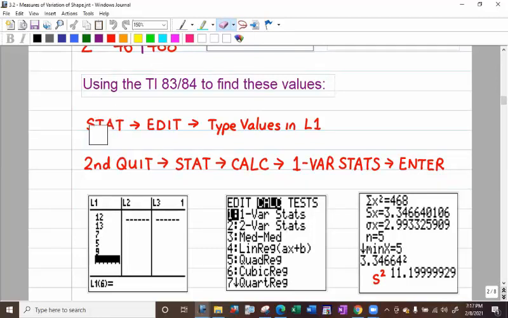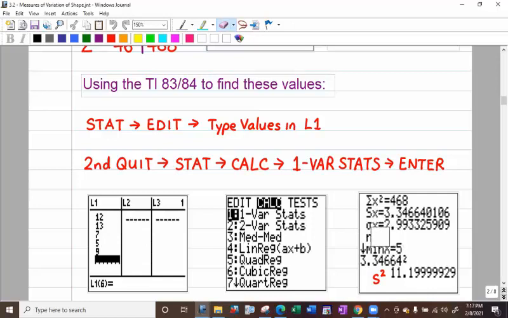So you go stat, edit. That's how you always build a list of numbers: go stat, edit, and it brings up your list menu. So you put all your values. That's that same 5 I was working earlier. And then I go second, quit, to get out of that. And I go back to stat, go to calc, and then I choose that top one, 1-Var Stats. Hit enter. As long as your information's in L1, that's the default column, everything will be fine. But we'll try this out again here in a minute.